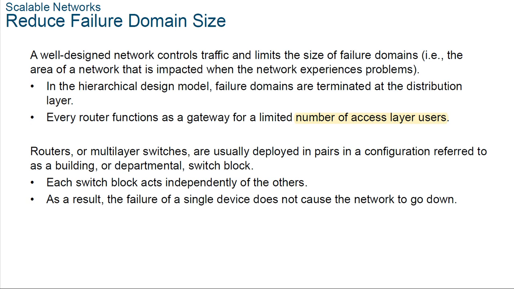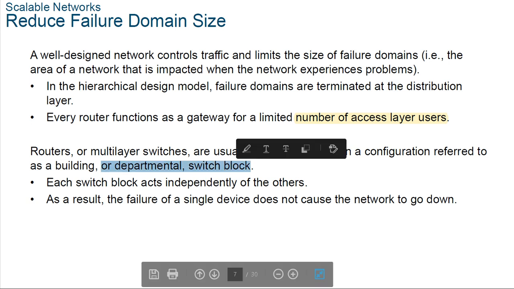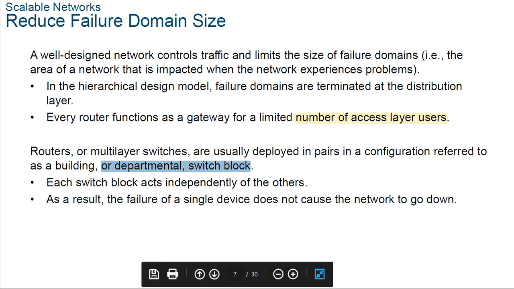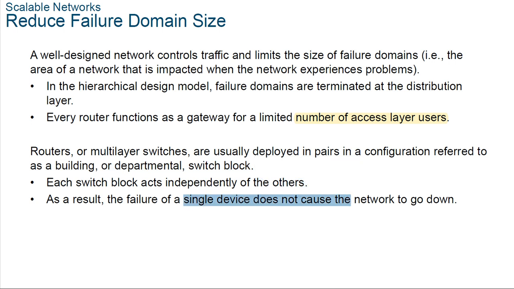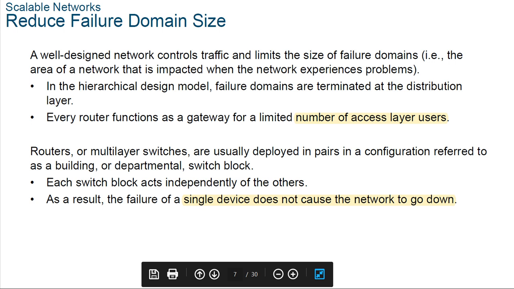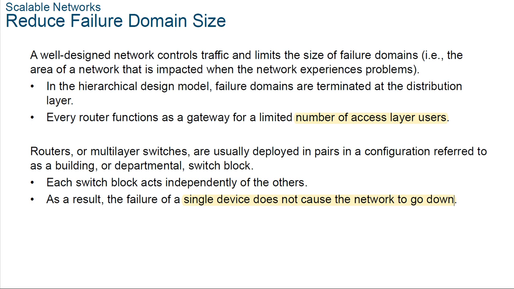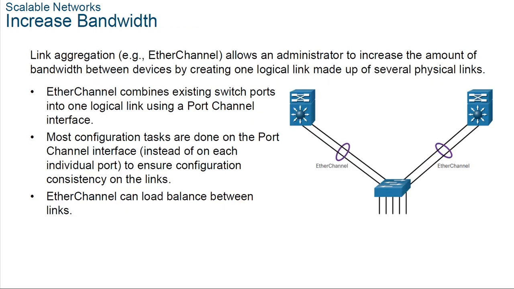Routers or multilayer switches are usually deployed in pairs in a configuration referred to as a building, departmental, or switch block, and so on. So each switch block is independent of the others. As a result, the failure of a single device does not make the whole network go down. So this is the basic idea. The failure domain only affects the specific single device.